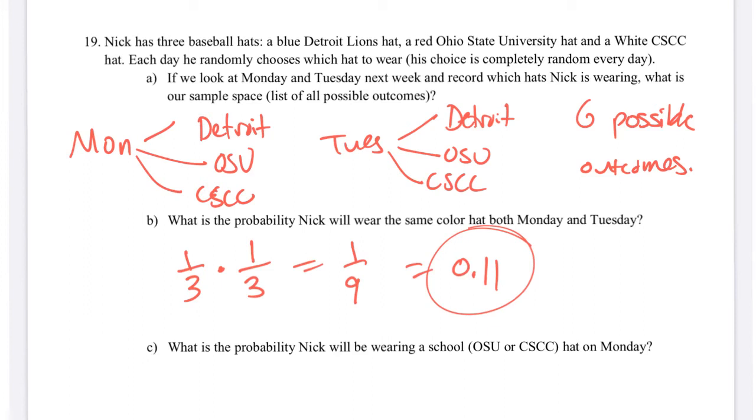Now, what is the probability that Nick will be wearing either the OSU or the CSC hat on Monday? So that's 2 options out of 3 total for Monday, right? Which is 0.67.